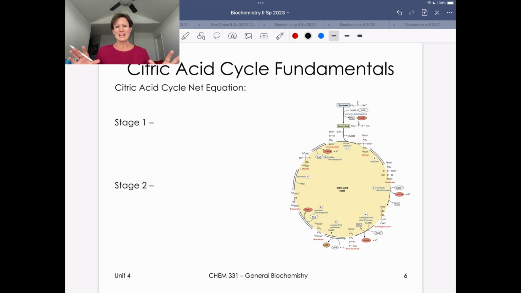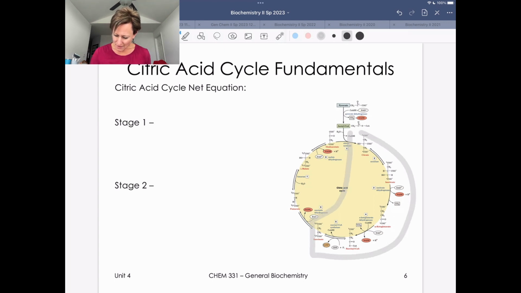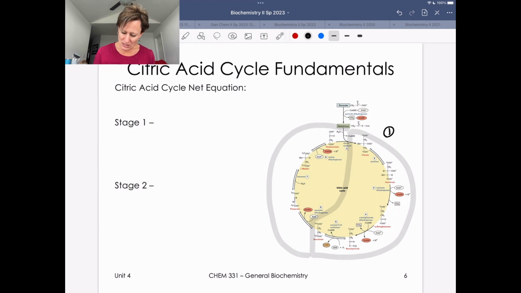But we're going to take an overview of the chemistry that happens here, and then I'll zoom in on our figure on the right here and take a deep dive as to what is happening on each step. Okay, so first I want to orient you and have you think about the citric acid cycle like a clock. It's not exactly a symmetrical clock, but I want you to think about it in terms of a left half and a right half of our clock here. Okay, and we're going to call this stage 1 and stage 2.